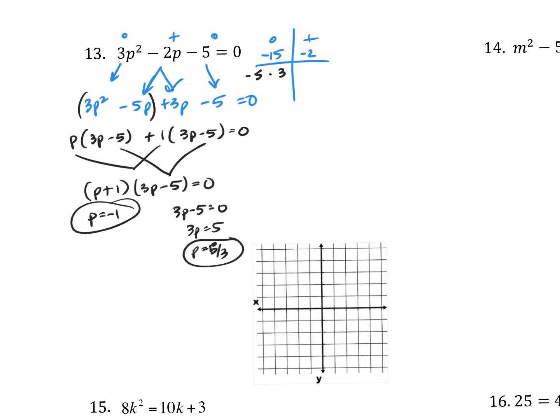What am I looking for? I'm looking for those on our graph. My x is going to be negative 1. 5/3 would be about 1 and 2/3-ish.